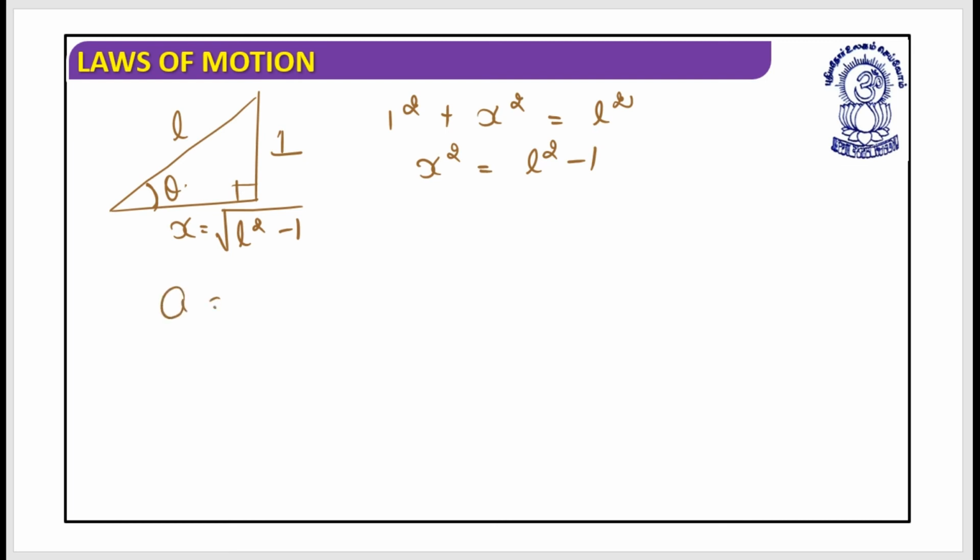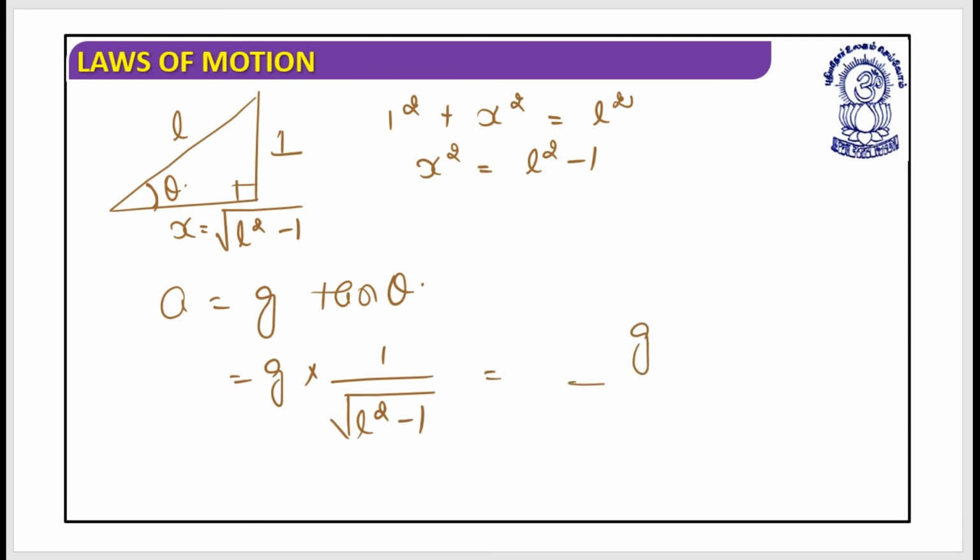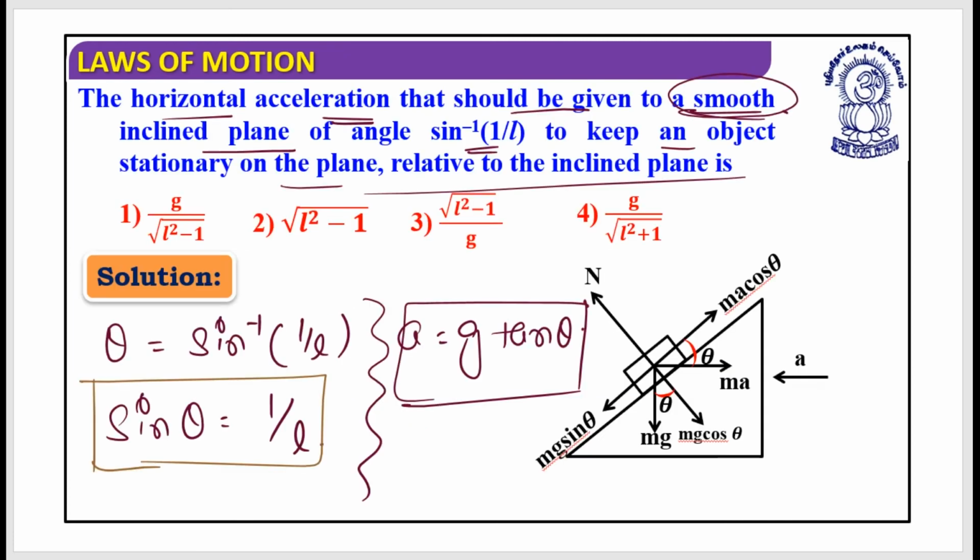Now I am having a equals to g tan theta. So this is g multiplied by tan theta. Tan theta would be equal to 1 by root of L square minus 1. So this should be g divided by root of L square minus 1, and this should be the acceleration. I hope this is clear.